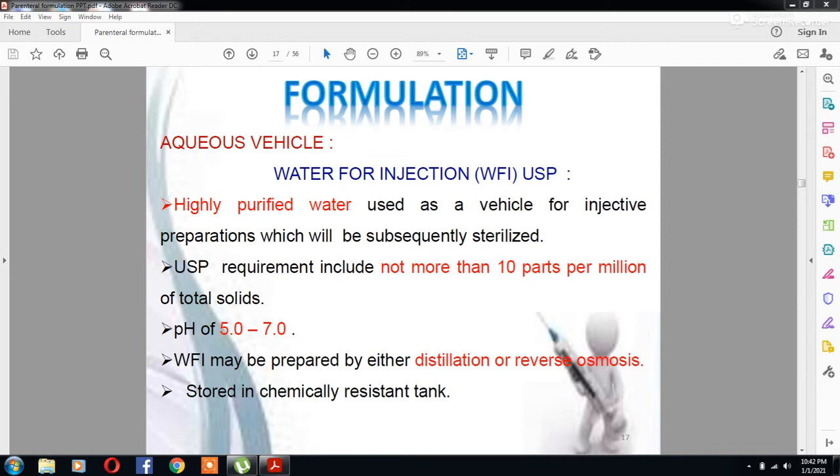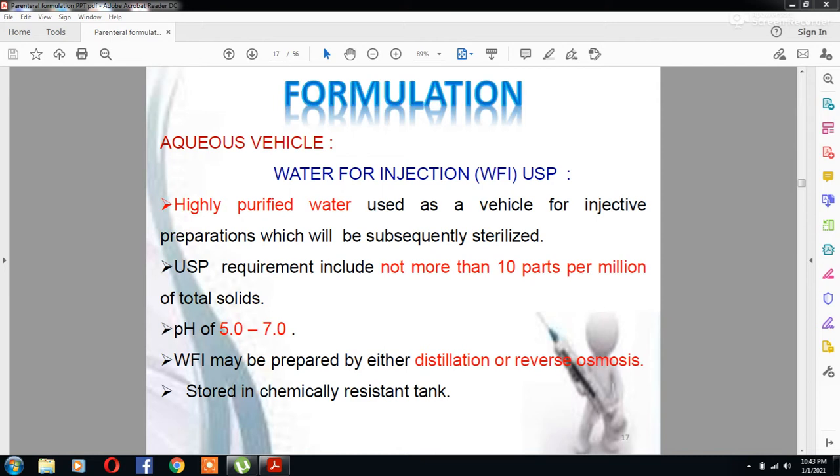Aqueous vehicle, water for injection, USP. Highly purified water used as a vehicle for injection preparations which will be subsequently sterilized. According to the United States Pharmacopoeia, USP requirements include not more than 10 parts per million of the total solids. The pH for water for injection is 5 to 7.0.